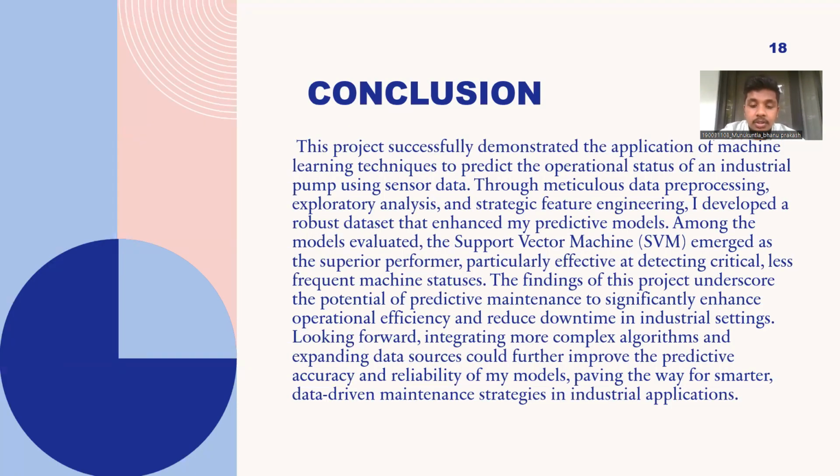And in conclusion, this project shows that machine learning can efficiently predict pump failures before they happen, potentially saving time and money on maintenance. Future work could explore more advanced models and include more data types for better performance. The findings underscore the potential of predictive maintenance to significantly enhance operational efficiency and reduce downtime in industrial settings.